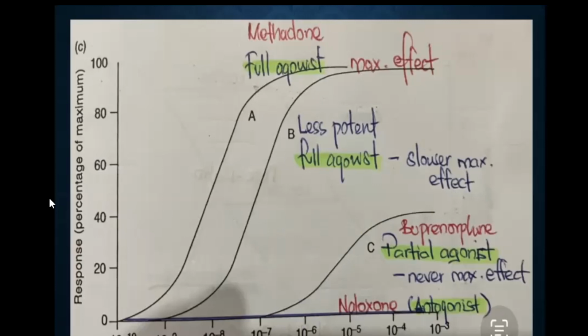Your full agonist can be a very potent one or a less potent one. A full agonist can reach the maximal effect at a lower dose, the potent one, or the less potent one can also reach the maximal effect, but you have to give it at a higher concentration. So the graph will move to the right side. A potent drug will have a graph on the left side. A less potent drug will have a graph on the right side. Then you have antagonists such as naloxone, which does not increase the intrinsic activity. It keeps it at the basal level.